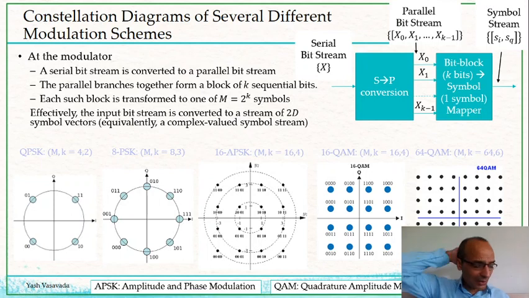So these are not the only possible schemes. There are many other schemes that are obviously possible. You can have 16-ary PSK or 32-ary PSK or even 64-ary PSK. Although if you have 64-ary PSK, there will be 64 constellation points on the same circle, and it will seem very crowded.